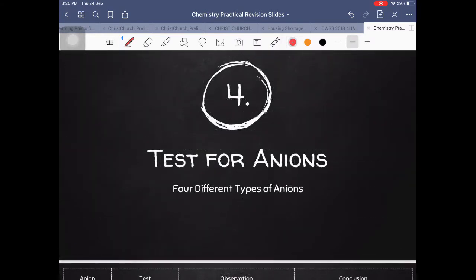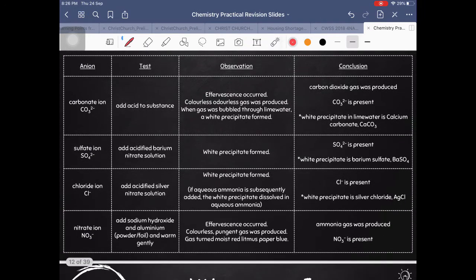Let's move on to the test for anions, and there are 4 different types of anions that you will need to know. You will need to know the tests for carbonate ions, sulfate ions, chloride ions, as well as nitrate ions. To test for carbonate ions, you will need to add acid to the substance. If effervescence occurs, and you bubble the gas through lime water, a white precipitate is formed. This is because carbon dioxide gas was produced, and with that, we can conclude that carbonate ions are present.